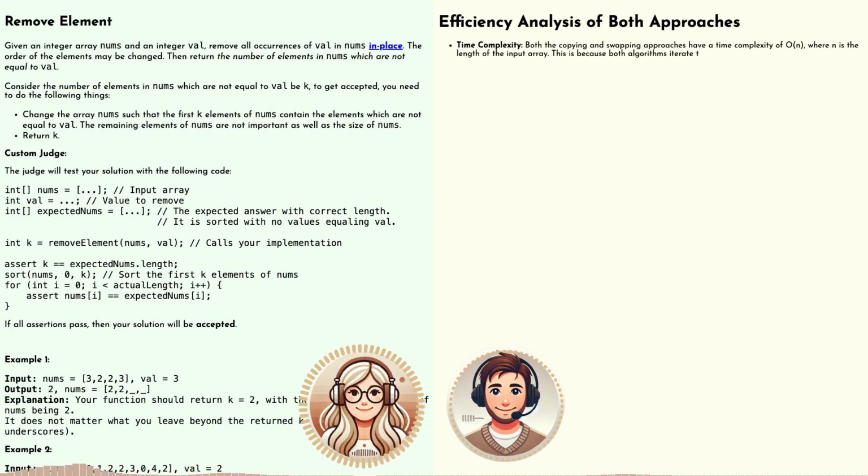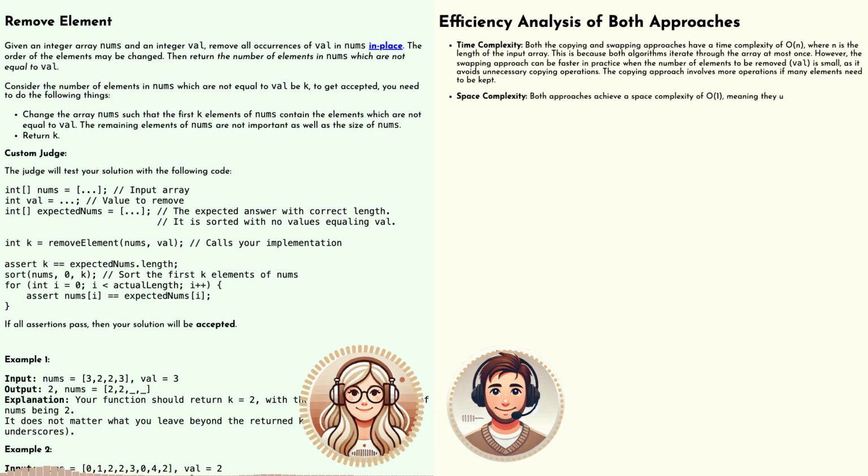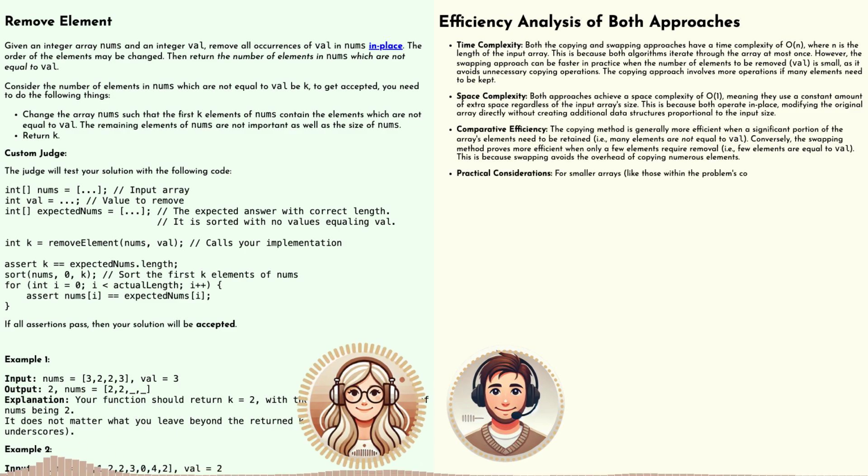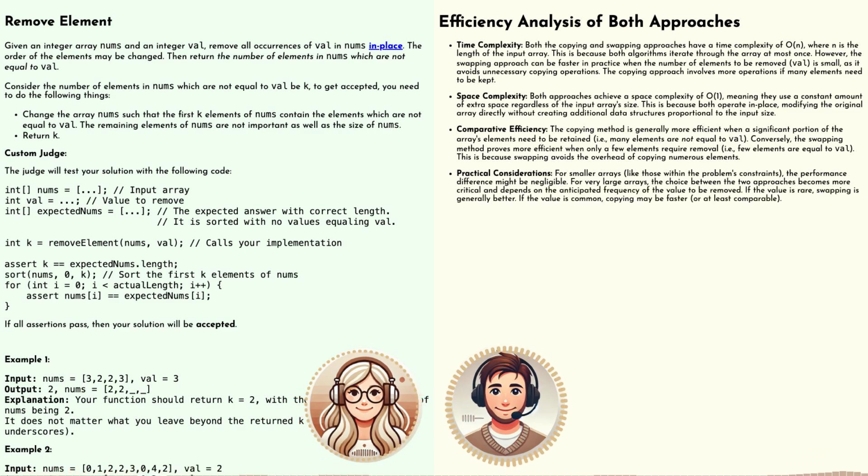They both achieve those impressive results in terms of efficiency. Both have what we call O of n time complexity, meaning they only require a single pass through the array. Right. Exactly. And since we're working in place, they both achieve O of 1 space complexity. No extra memory needed. It's a win-win for efficiency.